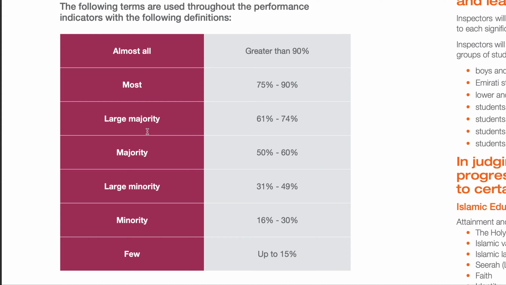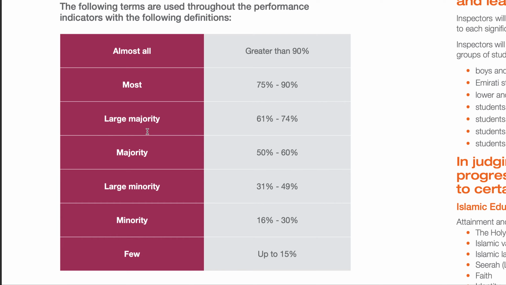If 75% to 90% of the students are participating, I can say that most of the students are participating. If I saw that 61% to 74% of the students are participating, this means that the large majority are participating, and so on. So it is very important and critical to know these quantitative terms, because they describe the levels of performance against very clear quantitative terms.